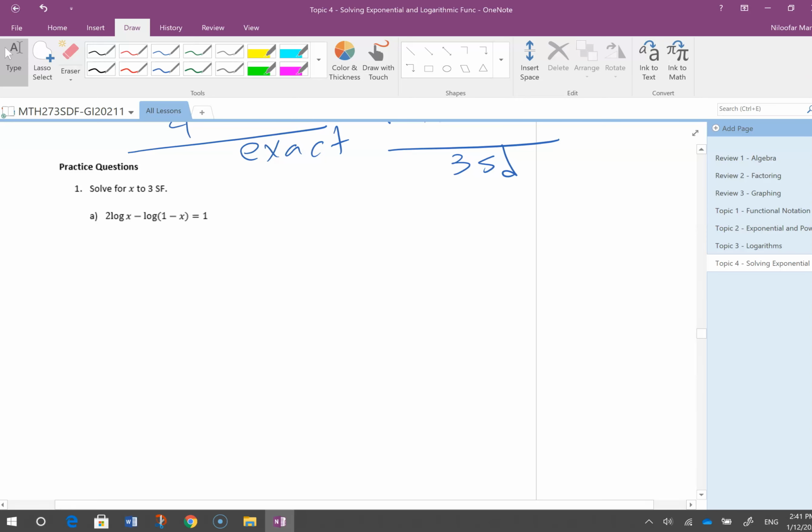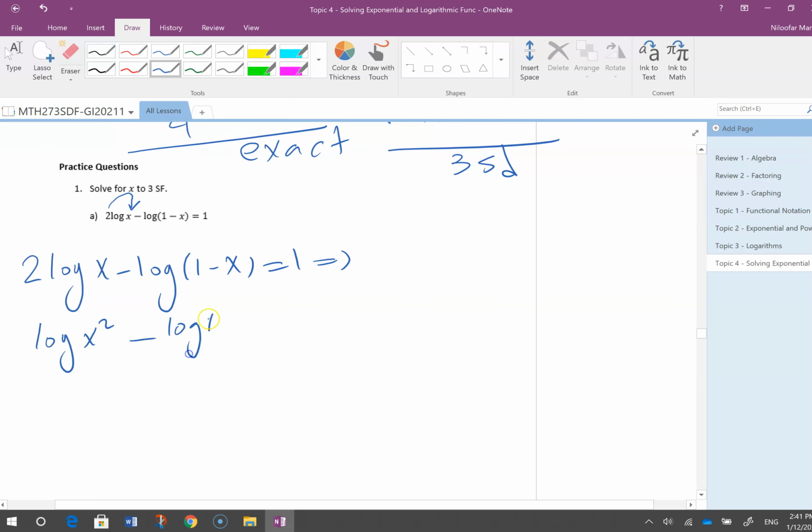Here I have 2 logs. Yes, I have all log one side, but I have 2 logs, so I have to combine them. Remember, when I have 2 logs, I can do it as a power. So I start from the beginning: 2 logarithm x minus logarithm 1 minus x equal 1, which is logarithm x squared minus logarithm 1 minus x equal 1, which is logarithm x squared over 1 minus x equal 1.